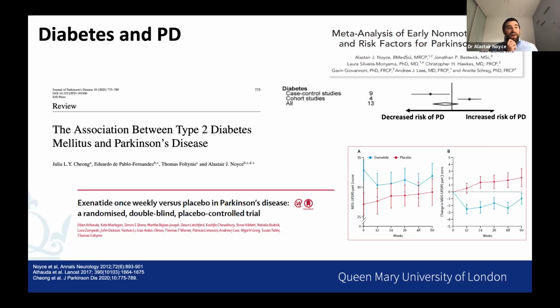And I'll go on to explain why randomized controlled trials are the best example we have in epidemiology of how a certain risk factor or determinant is causally linked to a disease like Parkinson's. But this was a great paper.